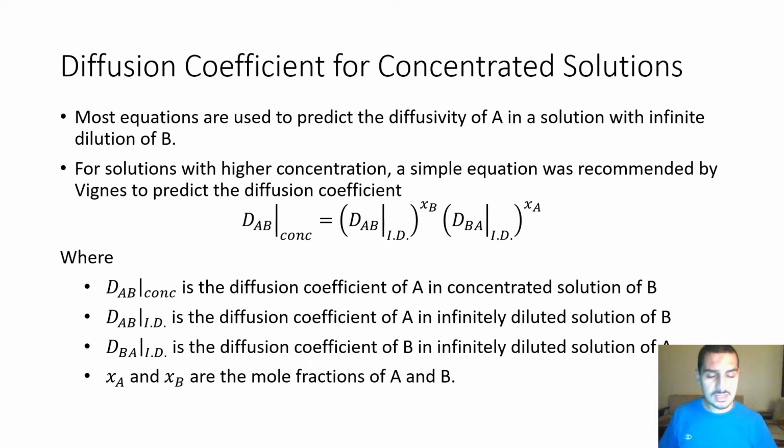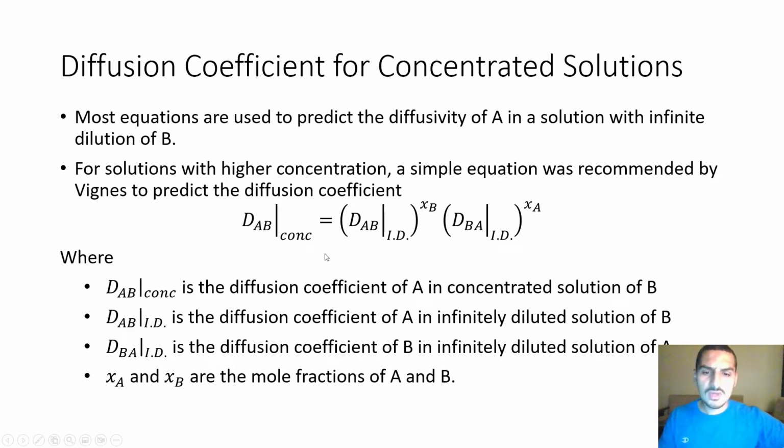Of course, this is not a simple thing, and it requires a lot of experimentations and a lot of tests, but this is one of the simple recommended equations that we can use to calculate the diffusion coefficient in a concentrated solution. So exactly like what we did in the gas phase, when we wanted to calculate the diffusion coefficient in a mixture, we had to know the diffusion coefficient for each species and the mole fractions. So this is kind of similar.